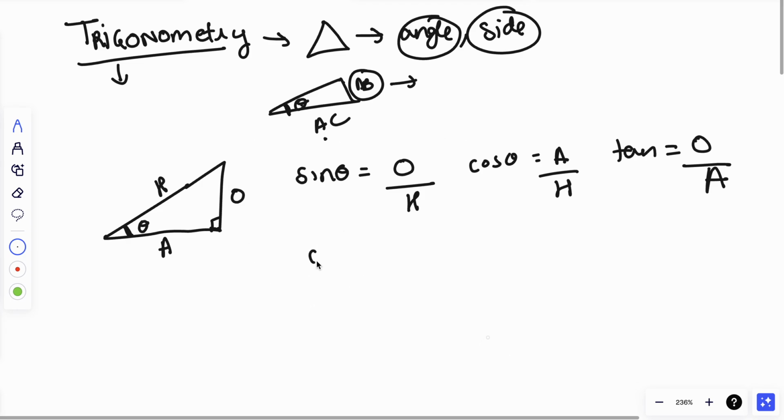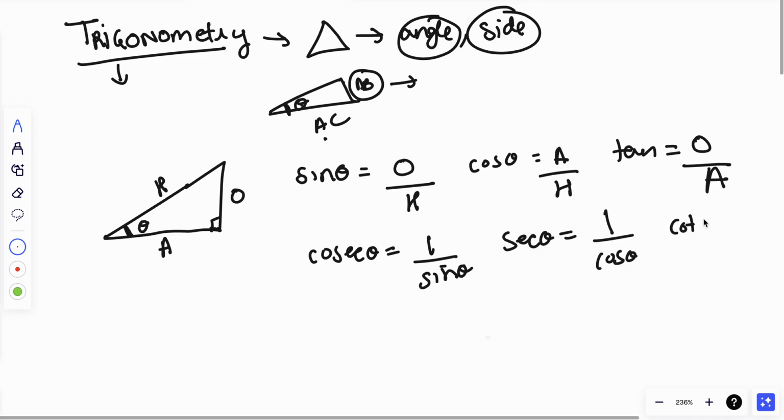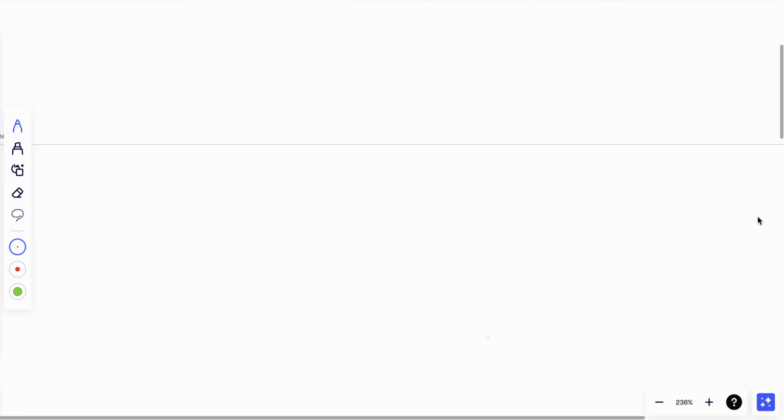Then what are the other things? Cosec theta is equal to 1 by sin theta. What is sec theta? Sec theta is equal to 1 by cos theta. What is cot theta? Cot theta is equal to 1 by tan theta. So this you might have already studied, this you might have already known. Now we will understand a little higher branch of trigonometry. Yes. So now we go ahead.